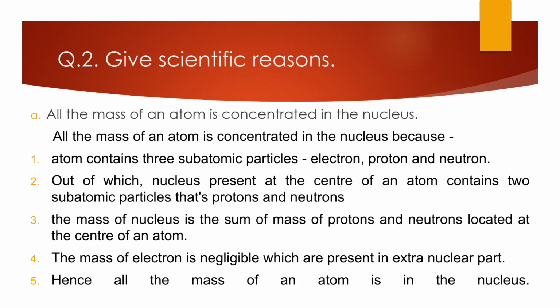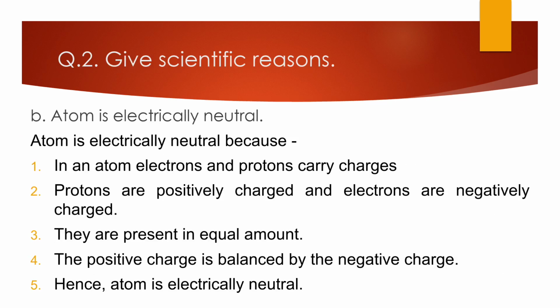First point. An atom contains three subatomic particles: electrons, protons and neutrons, out of which the nucleus present at the center of an atom contains two subatomic particles, that's protons and neutrons. The mass of the nucleus is the sum of the mass of protons and neutrons located at the center of an atom. An electron is very negligible as far as the mass is concerned, and hence all the mass of an atom is present in the nucleus of that atom.